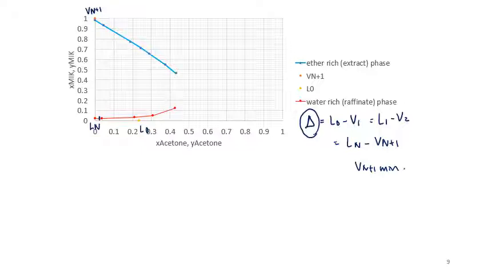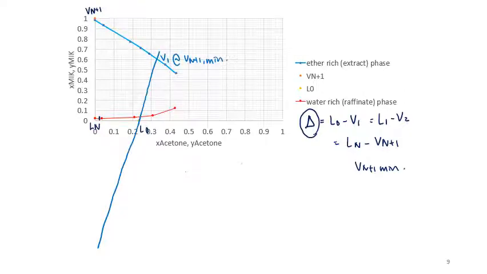You can draw your actual tie line using your graph paper, but it's too small for me to properly draw a tie line here, so I'm just going to approximate how it looks. From the equilibrium data, the tie line passing through L0 should look something like this. I'm approximating, so I'm just drawing extra. This one is V1 at Vn plus 1 minimum.